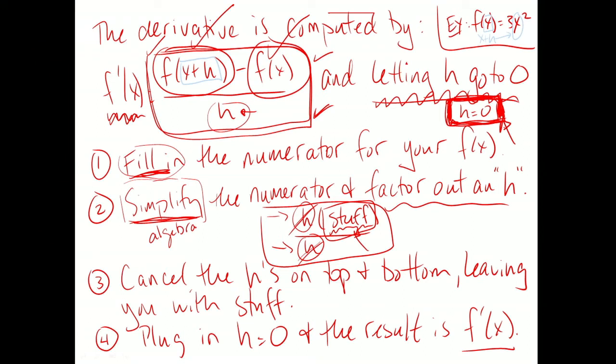And at the last step, that's what I'm going to do. And what you'll see is that if you have h's in this stuff, those will all cancel out. When you plug in h equals 0, you're going to get probably some zeros. That's fine. And then whatever survives, that is the answer. That is the derivative. Okay?